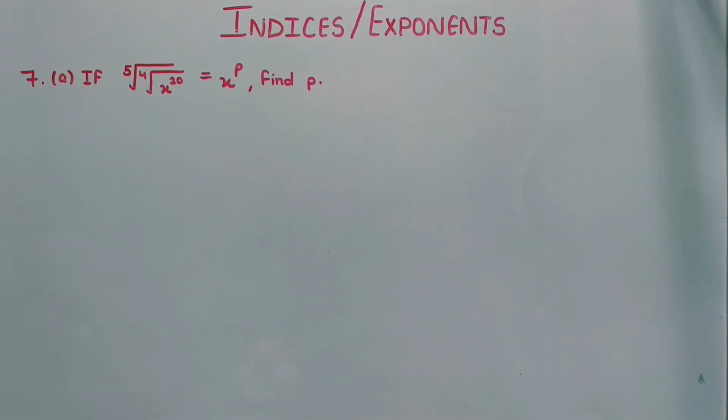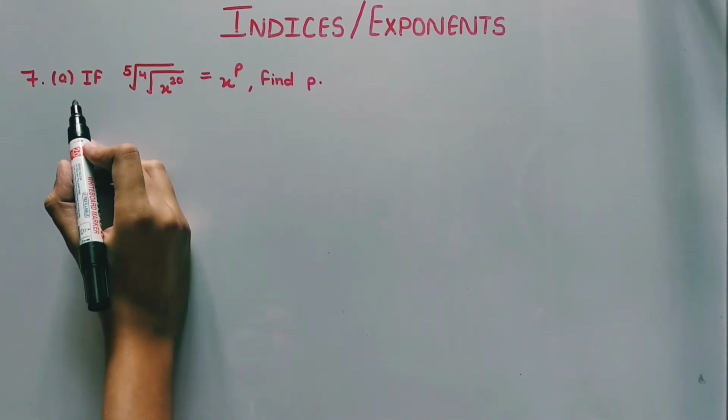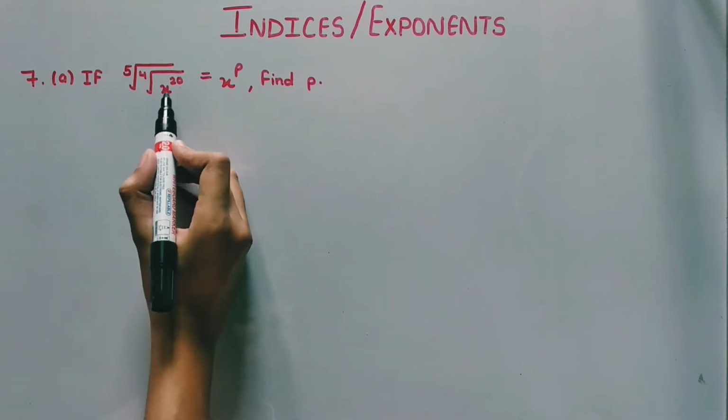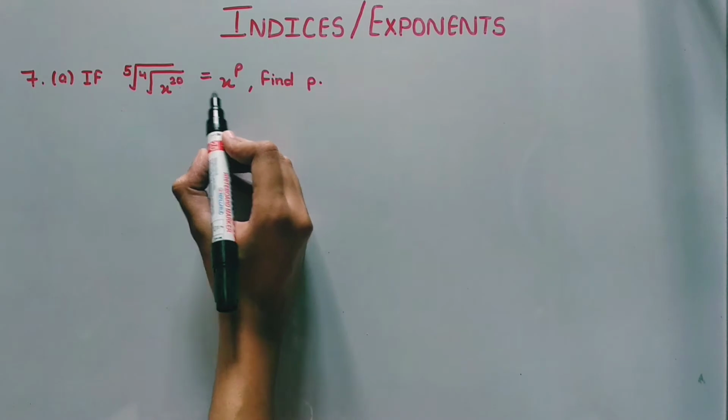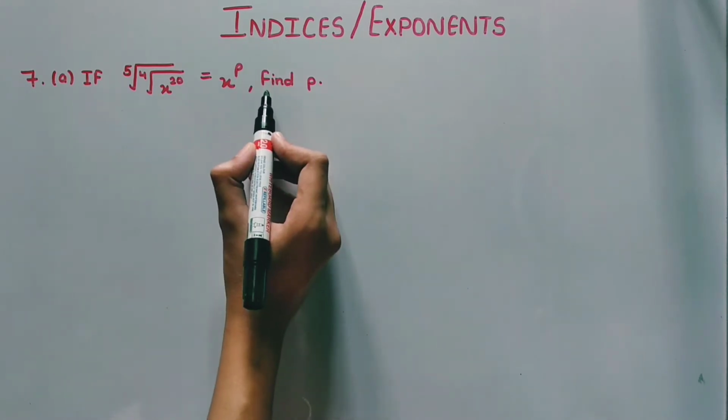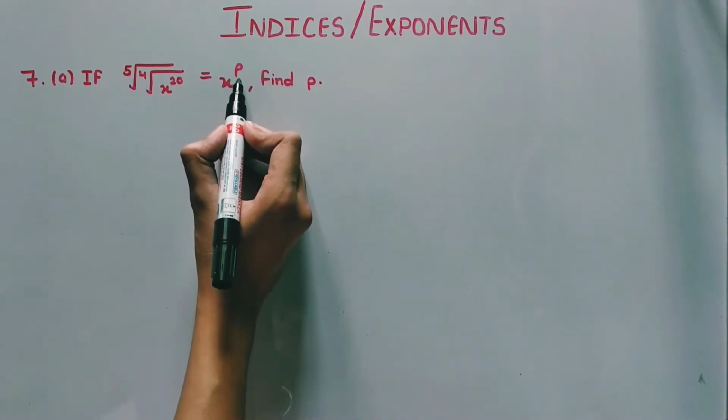We will start with our 7th question. We have a part, that is: if x raised to power 20 under root 4 under root 5 is equal to x raised to power p, find p. We have to find the value of this p.